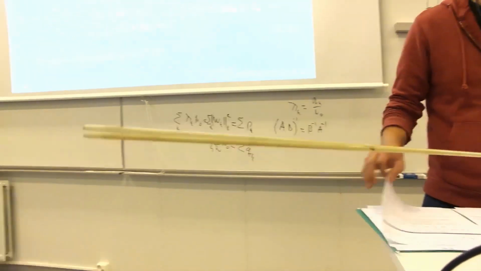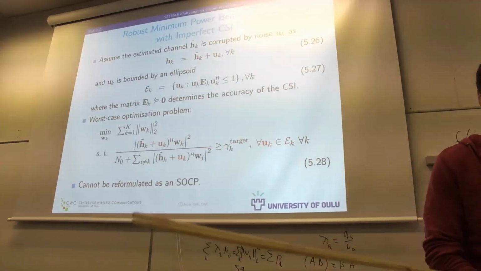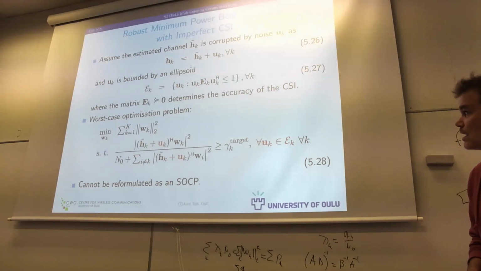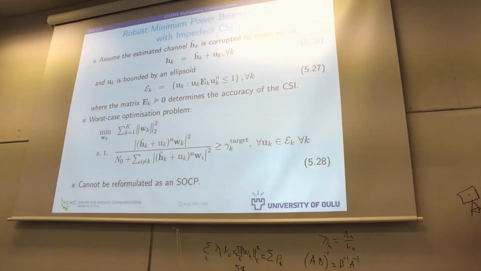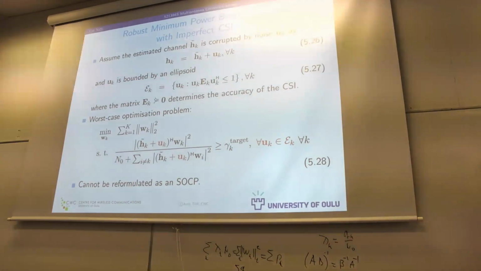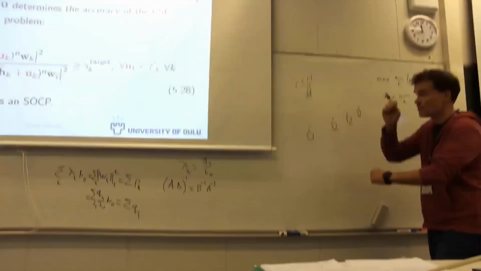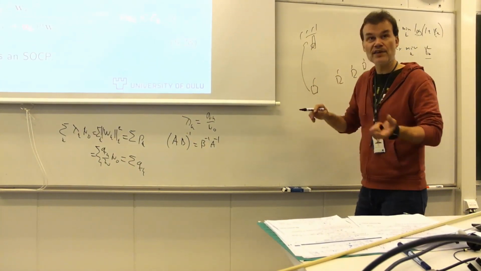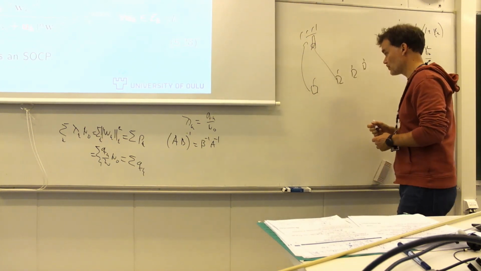Still minimum power beamforming, but assuming that the channels are corrupted. So we have a base station serving users. We could assume, just for fun, an FDD scenario, which actually matches quite well with the error model that we introduced here.